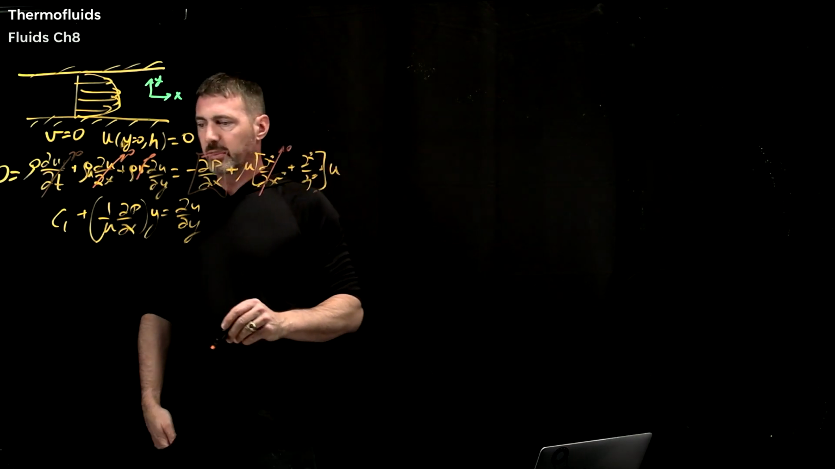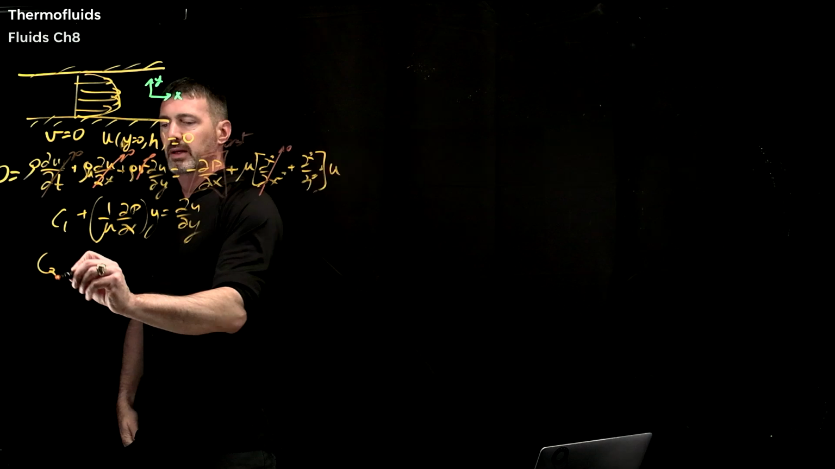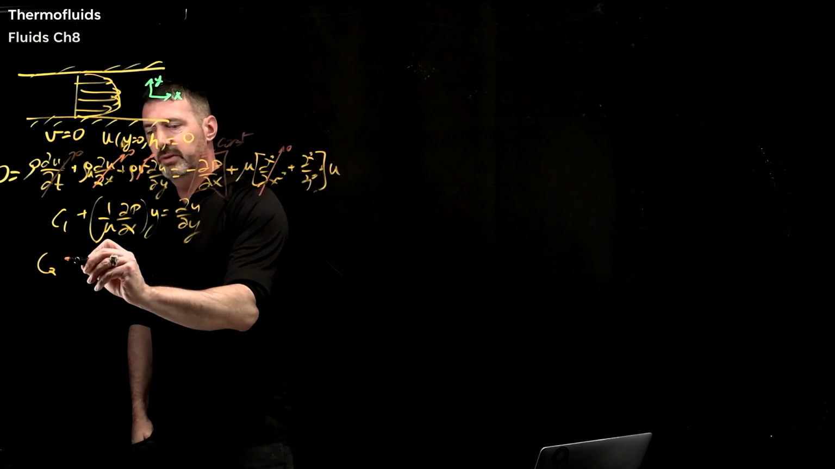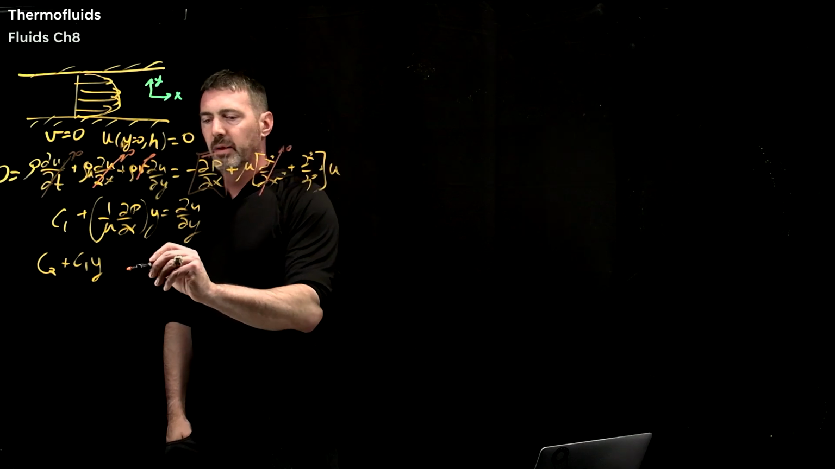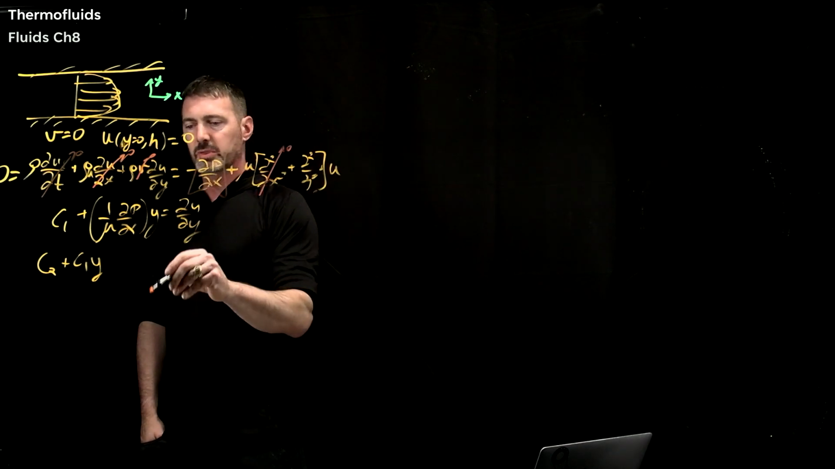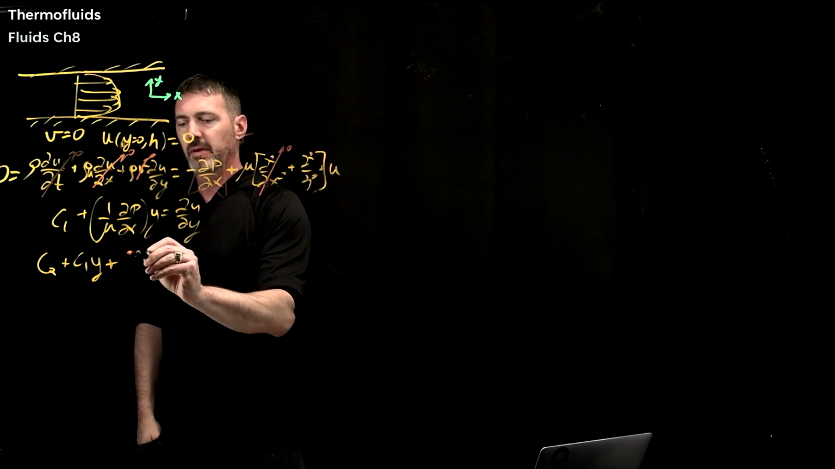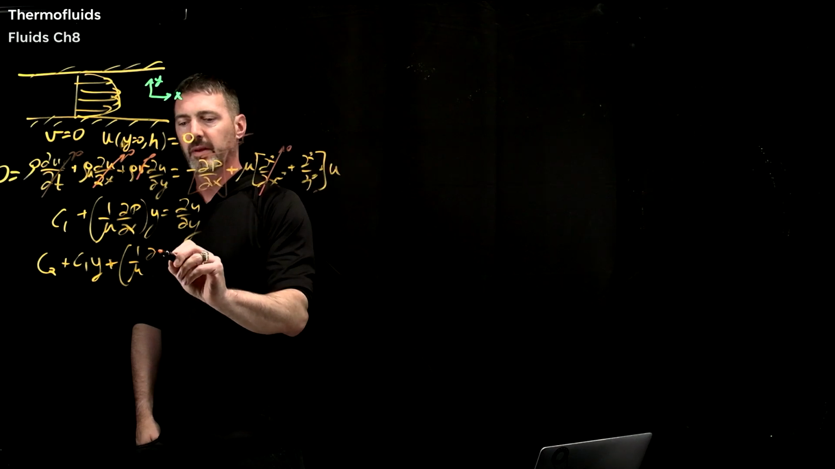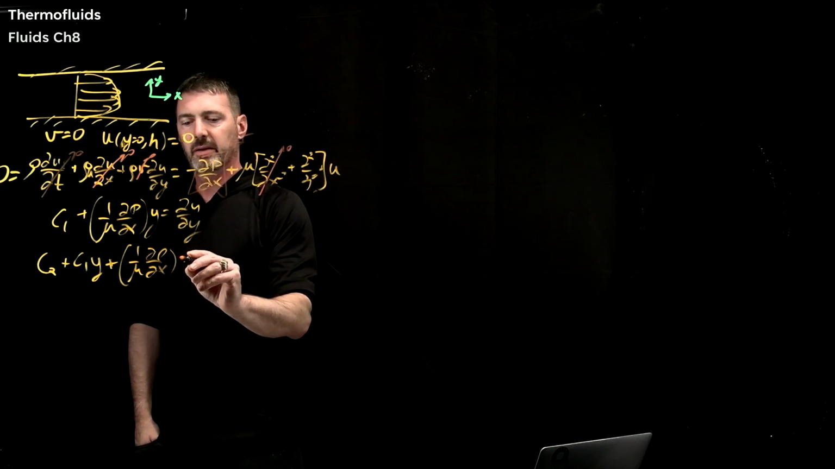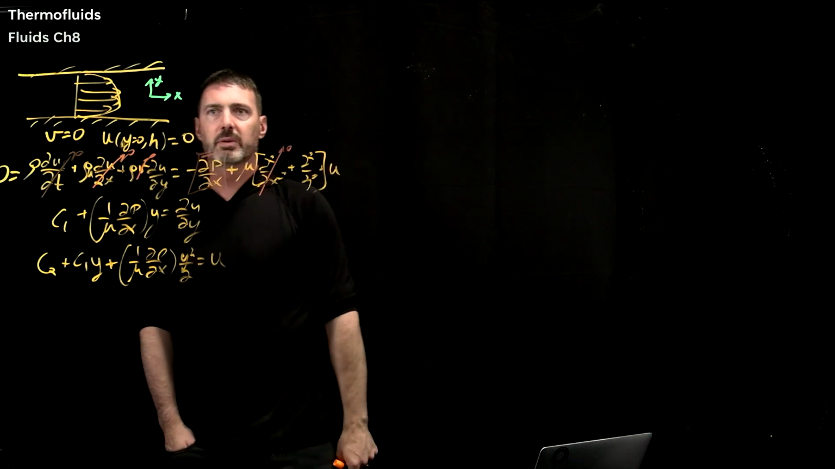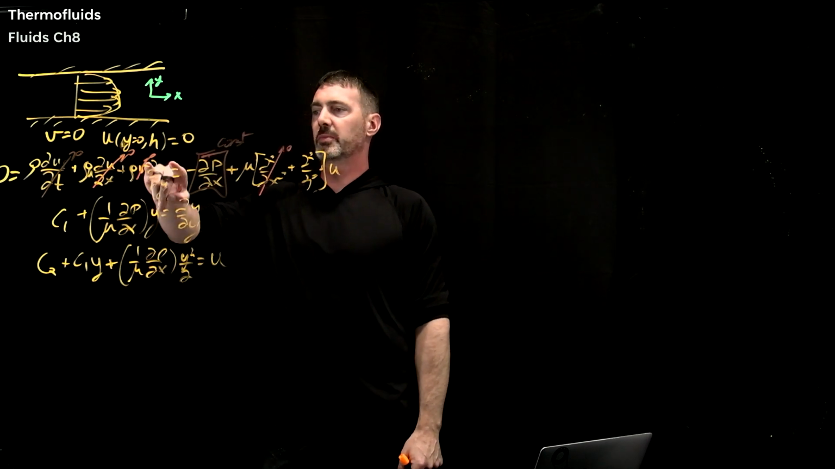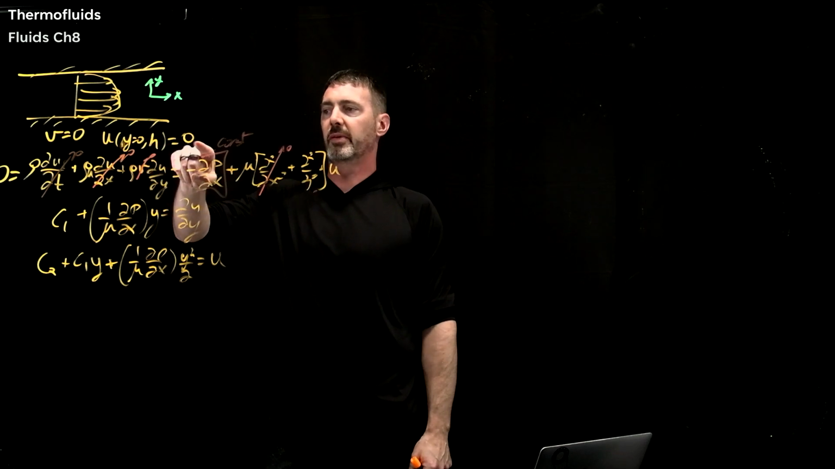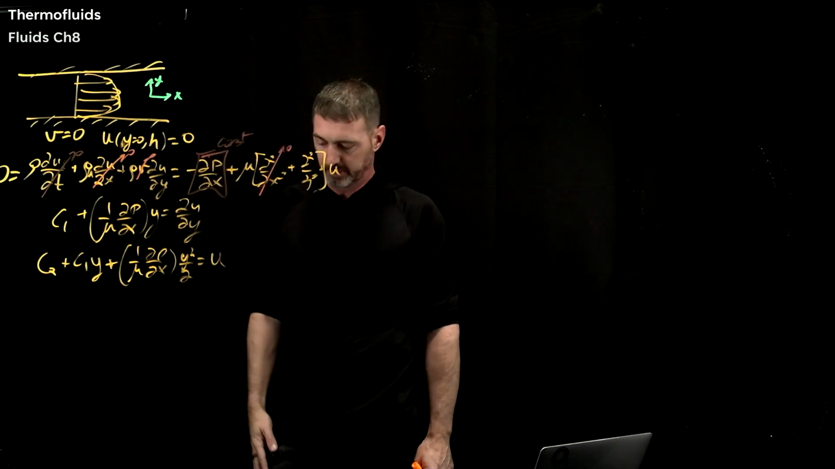Okay, and so then when you integrate again, you would get another term, c2. The c1 integrates to c1 y in there, and then integrating this, you get a y squared over 2. And so there's the term 1 over mu dp dx and y squared over 2, and that's equal to u. And so you have two unknowns, and you have two boundary conditions. Basically the velocity has to be 0 when y is equal to 0 and when y is equal to h.